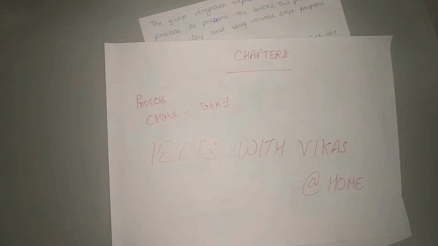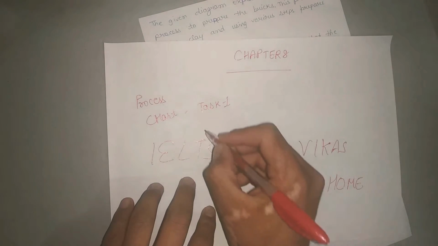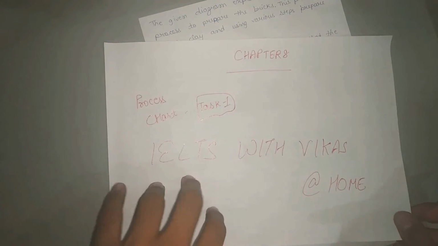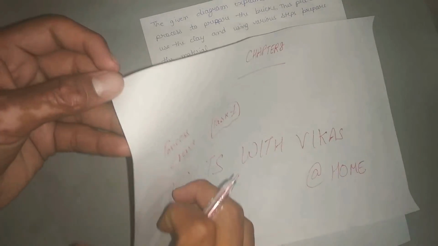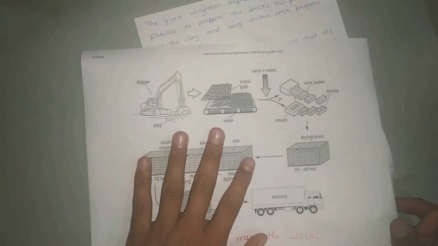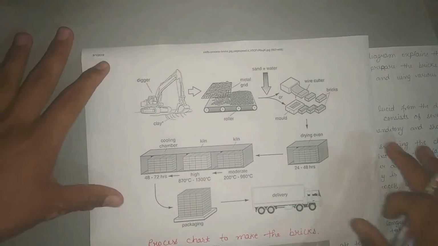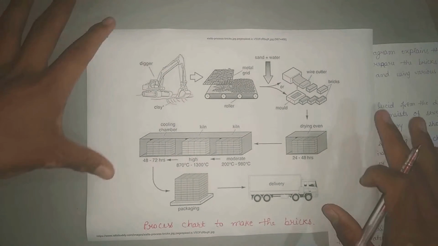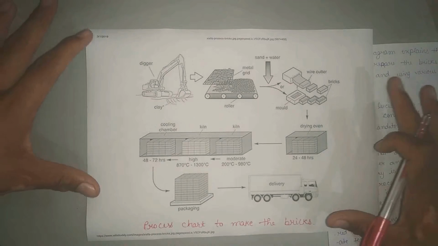Today is chapter 8 and in this chapter we will discuss the process chart, the main chart of Task 1. Well, there are very few chances of this type of task occurring in the exam, but it is very beneficial for you if you understand it, because nowadays many process charts have been noticed in the exam, mainly in the January 2019 exam. So this is the type of process.